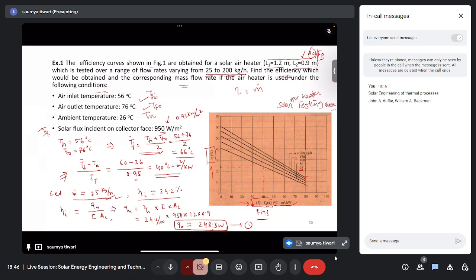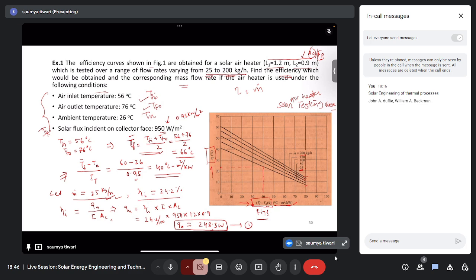So how to calculate efficiency and mass flow rate for this particular condition? It's a sort of iterative method, hit and trial method. What we do is, we know the inlet and outlet temperature, right? You can calculate the mean temperature.